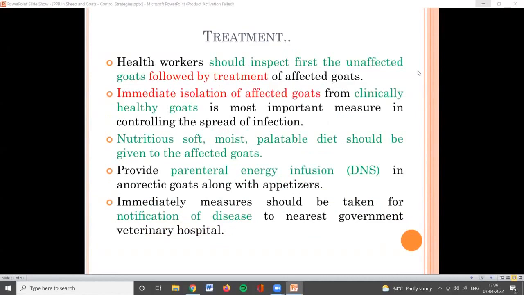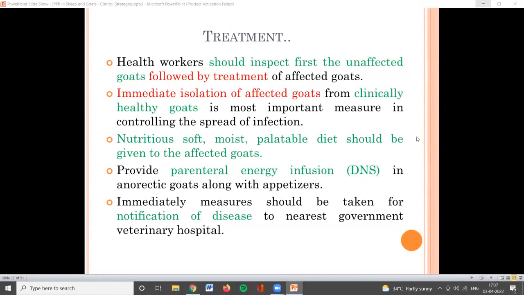We should inspect the unaffected goats first and then treat the affected goats, because after treating the affected goats, we should not go into the herd of unaffected goats. As soon as we get information that there is a spread of infection in the goats or sheep, we must immediately isolate the affected animals from the unaffected animals. That is the most important preventive measure for controlling the spread of infection.